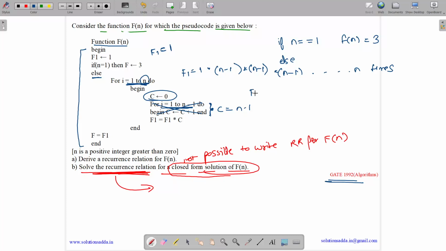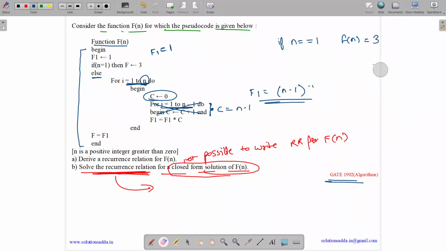Okay, so what is the value of f1? F1 will have a value n minus 1 to the power n. So the answer to this is n minus 1 to the power n. Else fn equals n minus 1 to the power n.